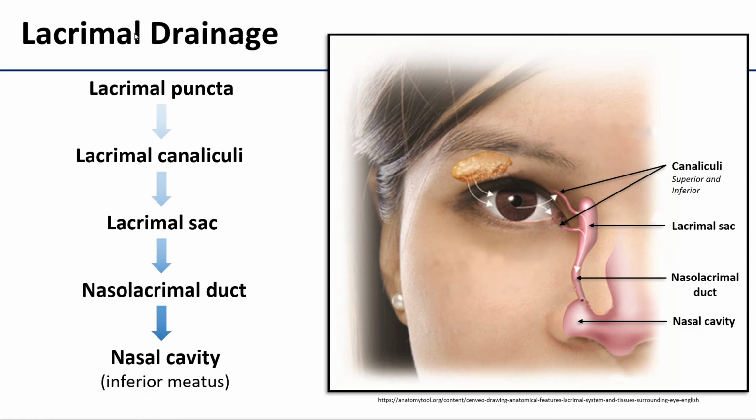Normally, the lacrimal fluid that ends up in your nasal cavity just hangs out there, and it helps to keep the mucosa moist, and you really don't notice it. When you cry, you're producing an excess amount of lacrimal fluid, and it's got to go somewhere, so it runs out your nose.